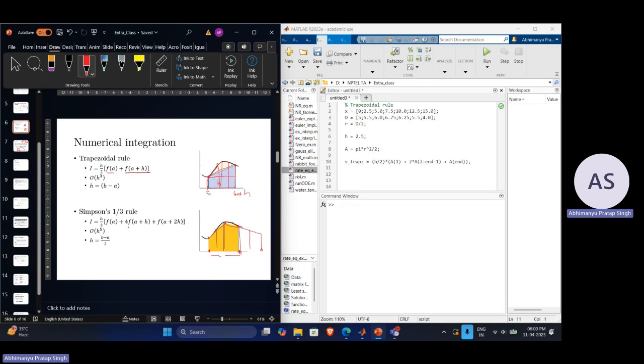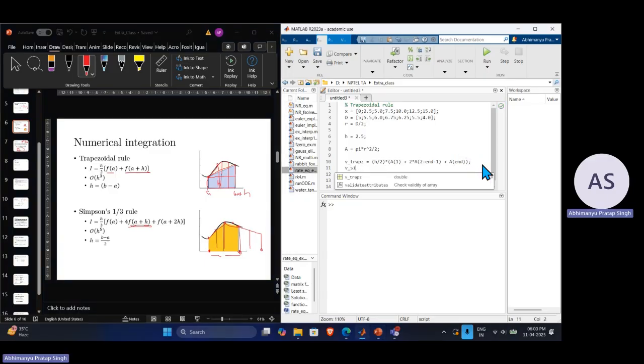So all of the odd terms in h, like a plus h, a plus 3h, they will add up 4 times, and all the even terms will add up twice, right? And the first initial point and end point would be 1 times. Okay.